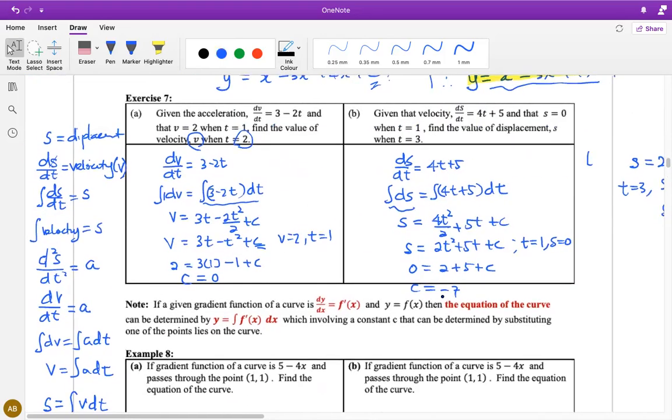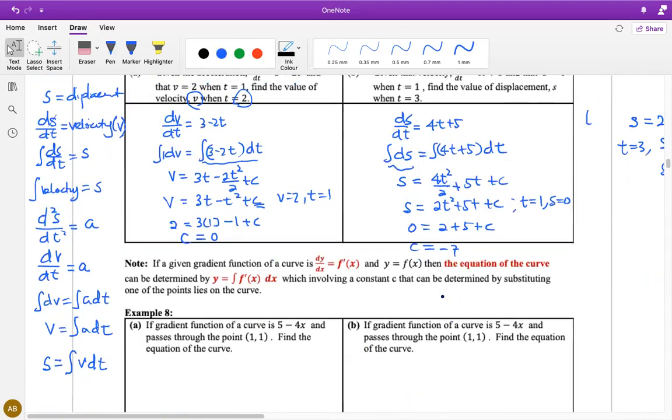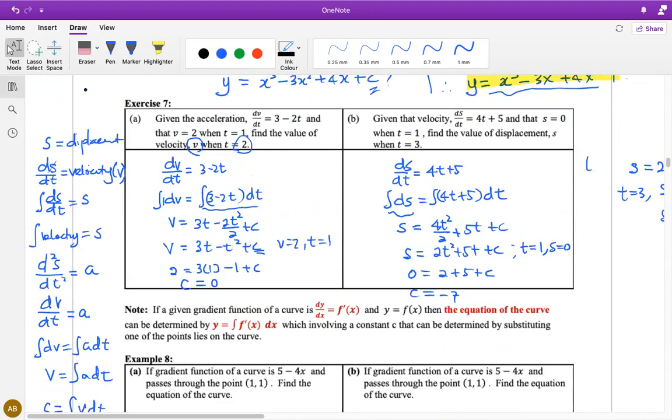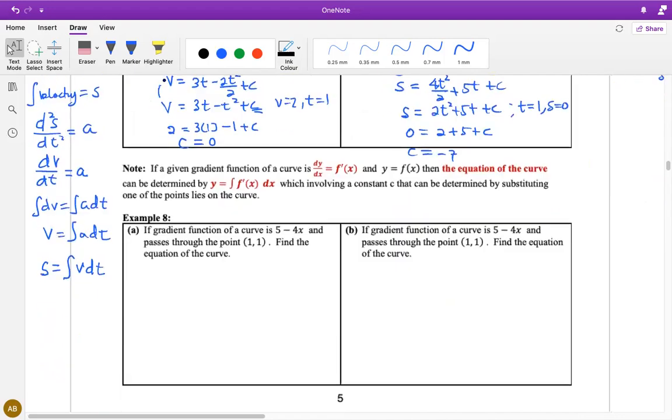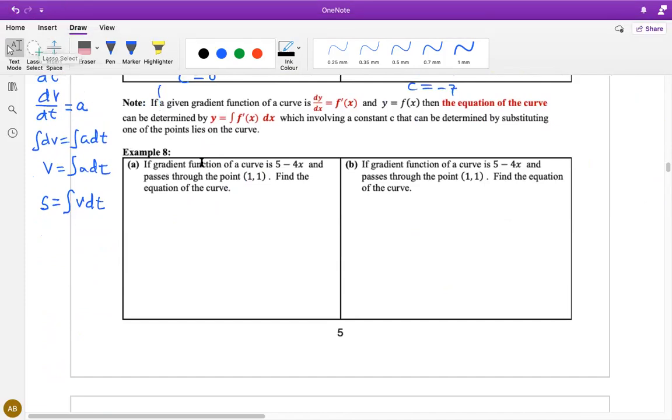Right. So now we go to example 8. Actually, example 7, not exercise 7. This one, example 7. Okay, so actually it's an application already, but it will be covered more in motion along a straight line. So I introduce it here first, so that you know these two topics are related, right? All right. So now we go to example 8.